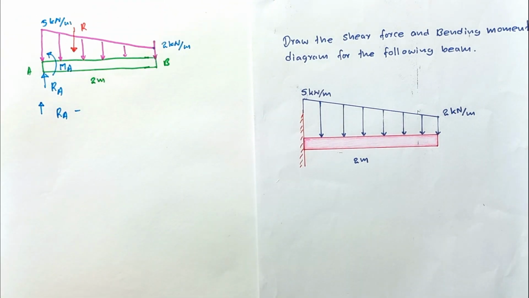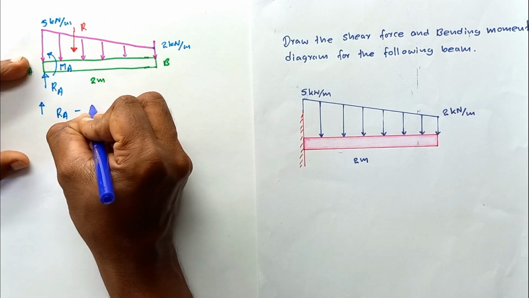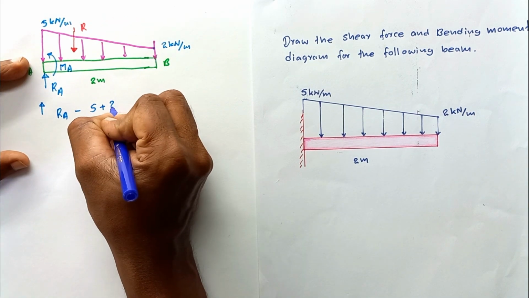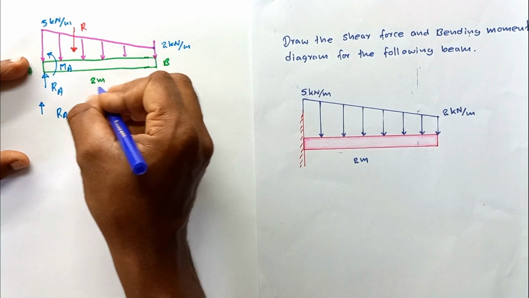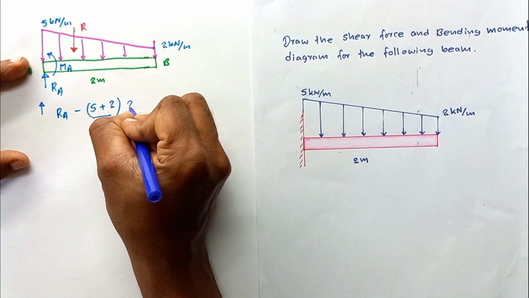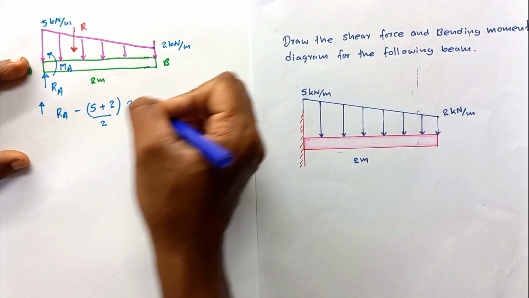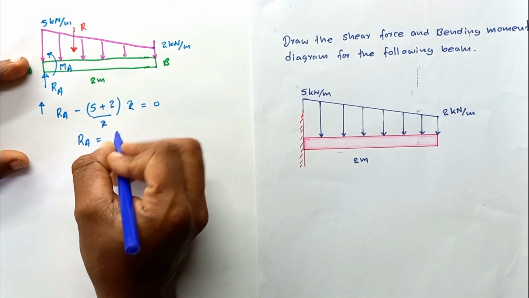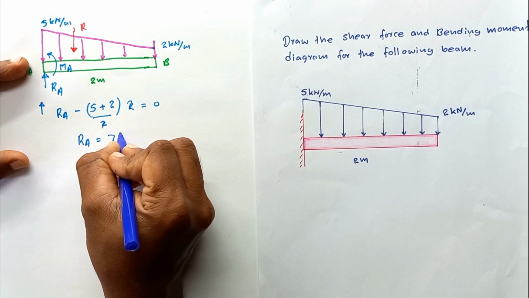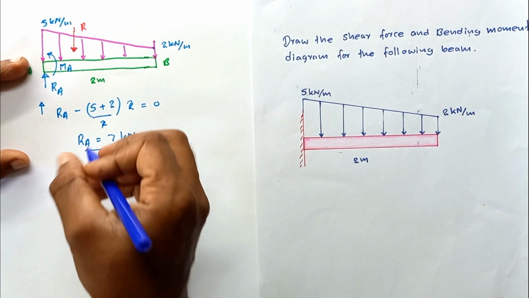Then what is the area of this trapezoid? That is equal to 5 plus 2, divided by 2, times the distance between the parallel lines, that is equal to 2. So then the RA we are getting is equal to 7 kilonewton. RA is equal to 7 kilonewton.